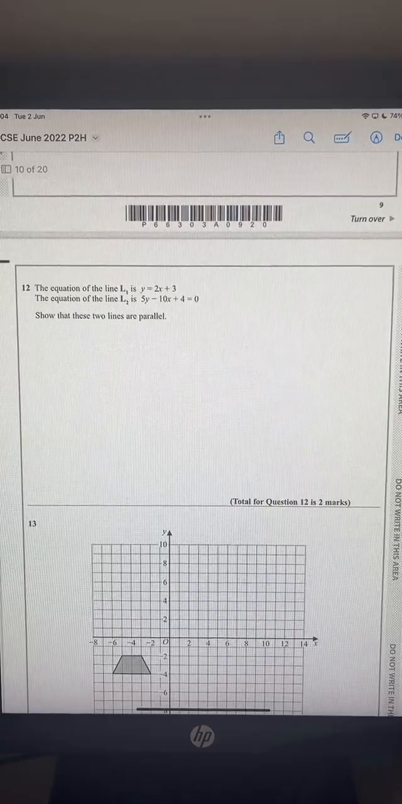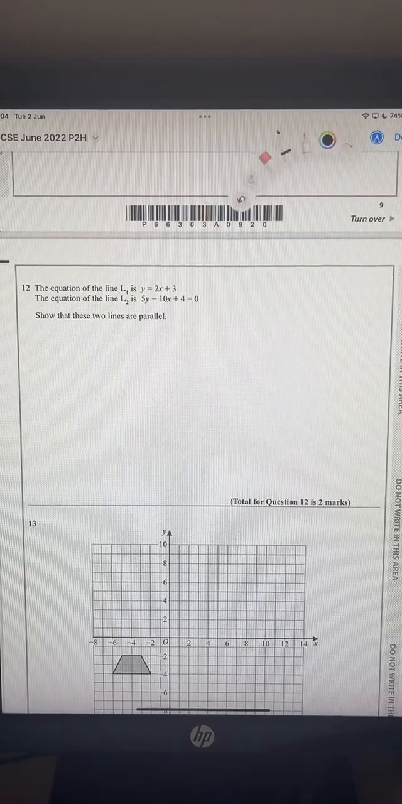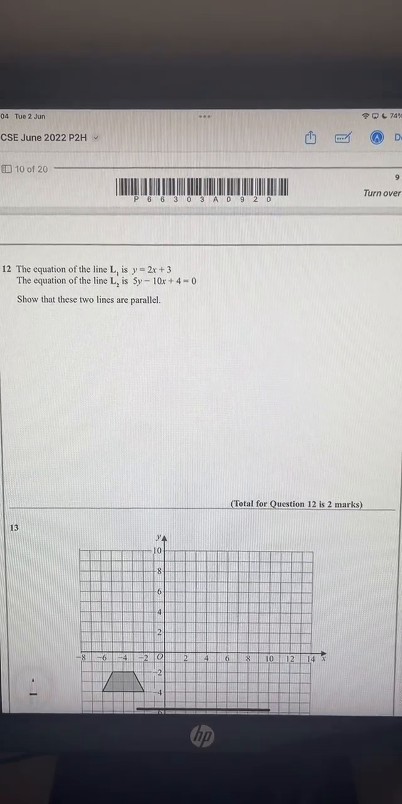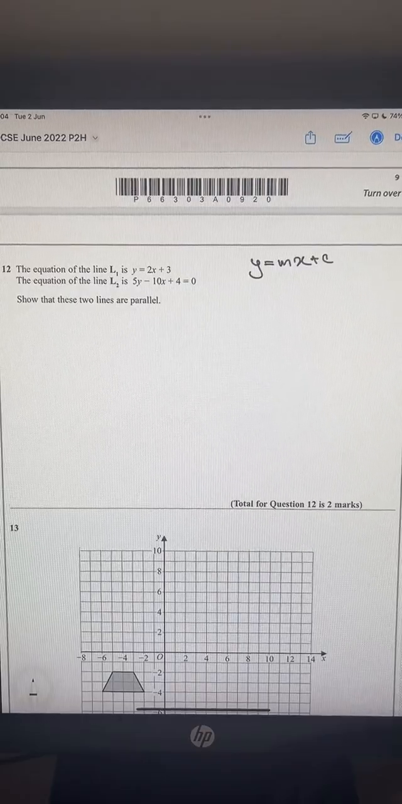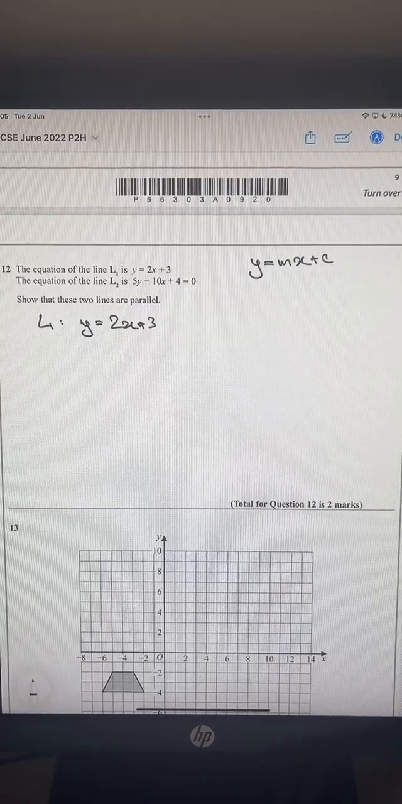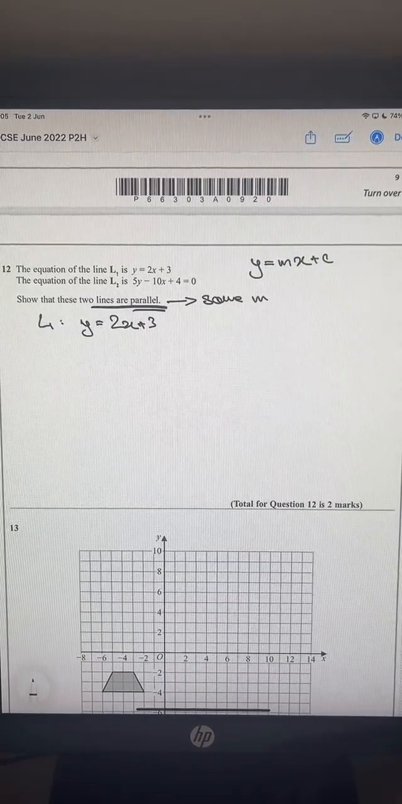Very nice. Question 12. When I got this, I was pretty happy when I saw this in my paper. It's a very standard paper as long as you know how to work with the equation of a straight line. So the equation of a straight line is y equals mx plus c, or plus b, whatever you want to say. So we know that L1 is y equals 2x plus 3. Oh my god, I forgot to read the question. So we're given the equations of lines L1 here and then L2 here, and we need to show that they're parallel. And if they're parallel, they have the same m. They have the same gradient.